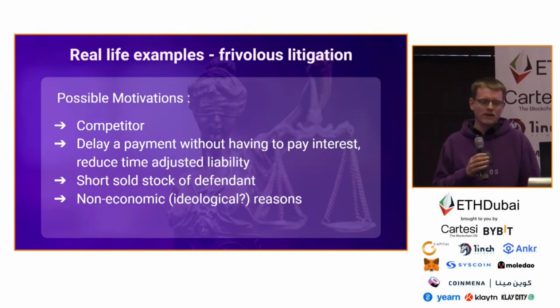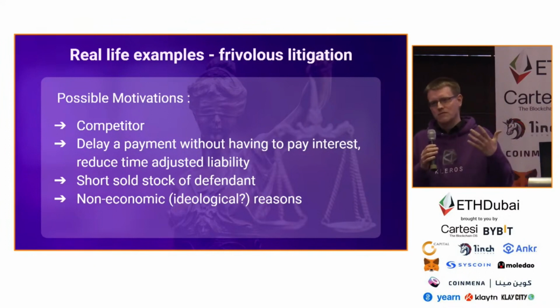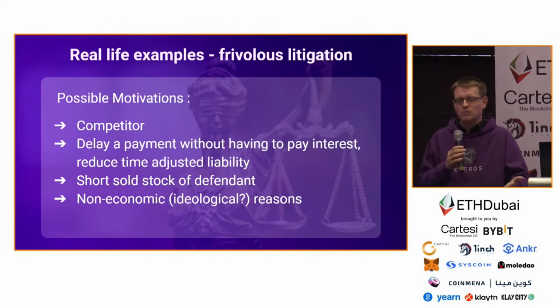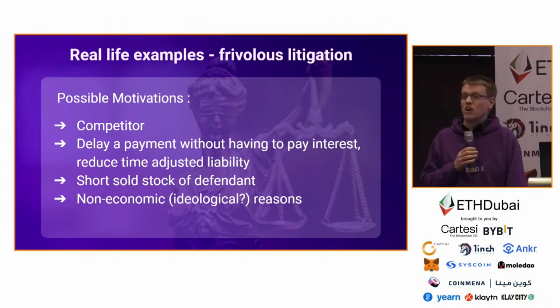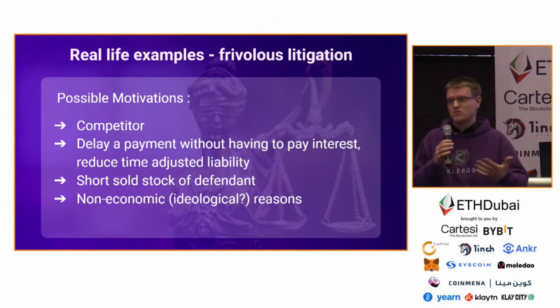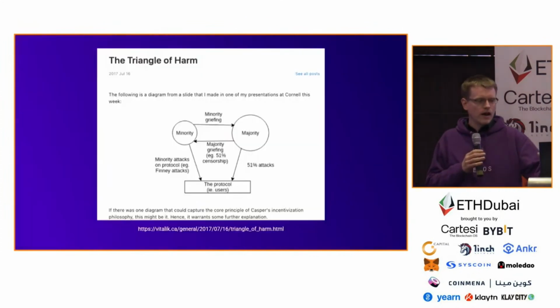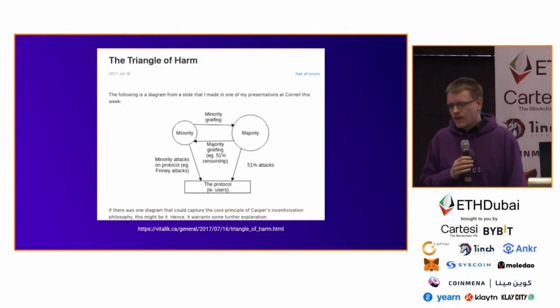Maybe you live in a jurisdiction where you have some underlying case with a payment at the end that you realize morally you owe the other person, but you want to delay it because you think whatever interest you might have to pay through the court will be less than the real interest rate, so you're reducing your time-adjusted liability. Maybe you short-sold stock of the defendant. Maybe you have a non-economic ideological reason. You could be an NGO that is opposed to the business model of the party you're suing. So you have lots of reasons.